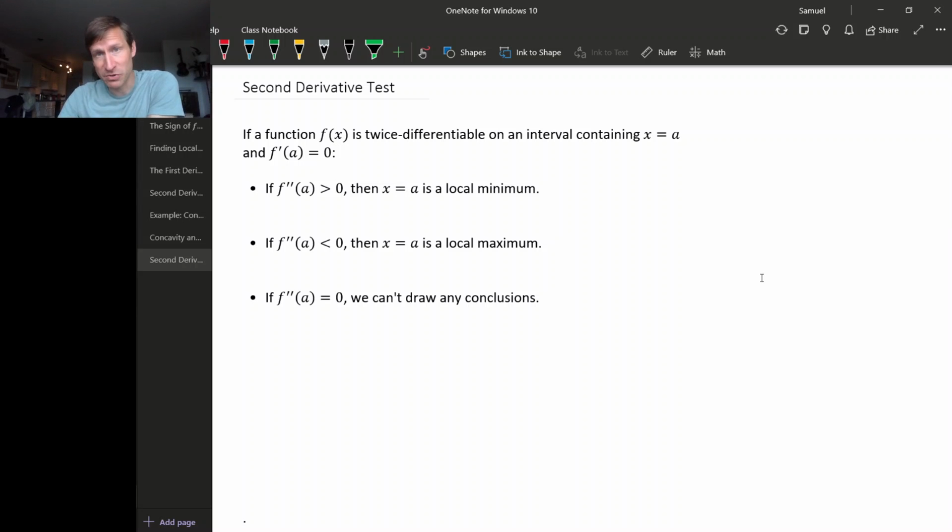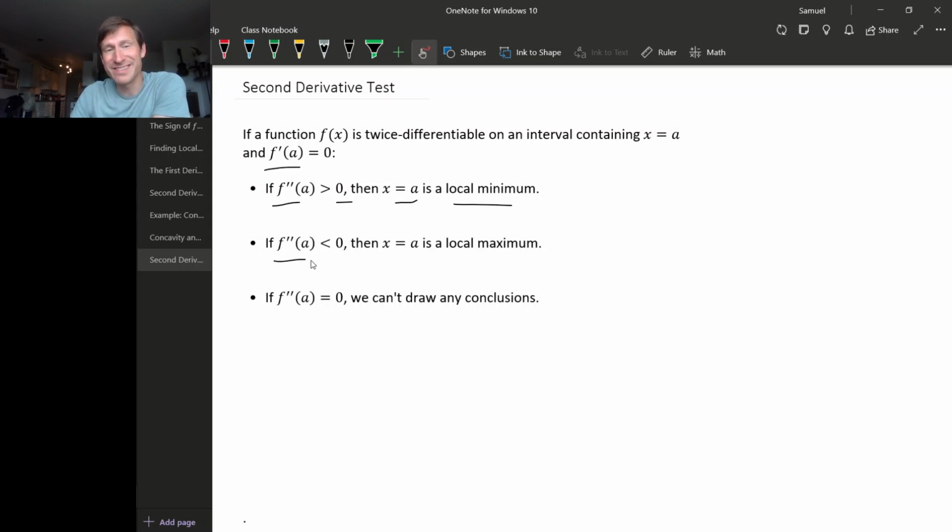Let's look at a couple examples of using the second derivative test. So remember, the second derivative test says if you have a twice differentiable function and you have a critical point or a critical number for that function, then if the second derivative is positive at your critical point, then the critical point is a local minimum.